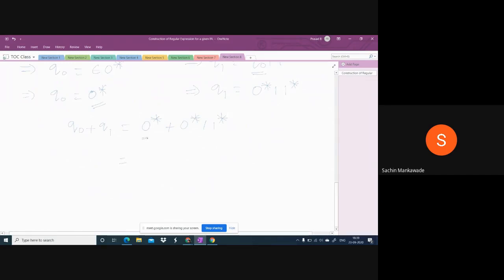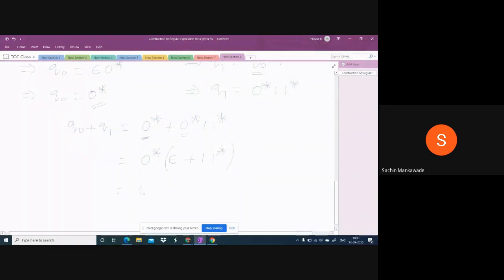From these two, can I take 0 star common? I am taking 0 star common. If I take 0 star common from 0 star, what will be left? Epsilon. Very good. And from 0 star 1 1 star, if I take 0 star common, there will be 1 1 star.